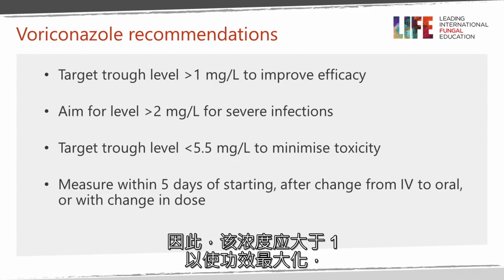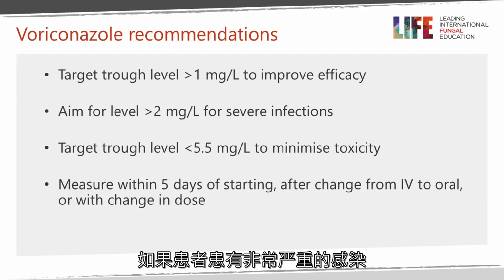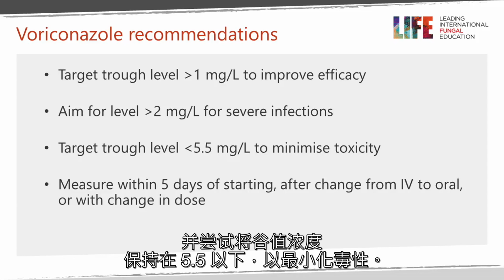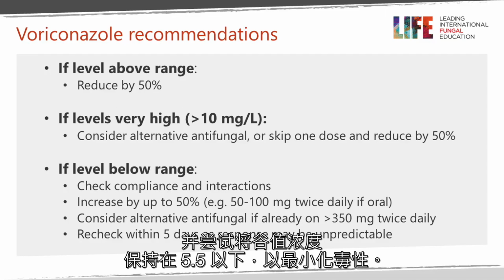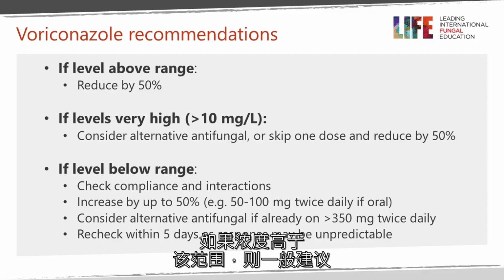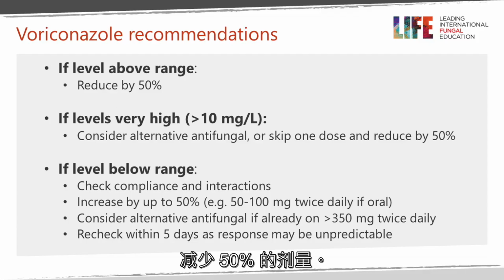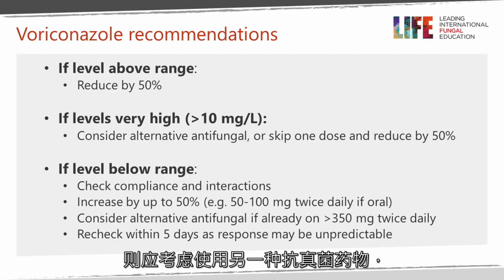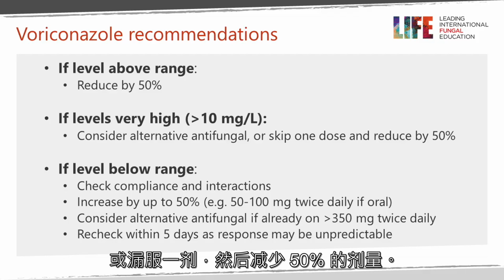So the level should be more than 1 to maximize efficacy, and if patients have very severe infections, particularly CNS infections, then more than 2, and try and keep the trough level less than 5.5 to minimize toxicity. If the level is above the range, then the general recommendation is to reduce the dose by 50%. If the levels are very high, that is more than 10, then consider an alternative antifungal or skip 1 dose and then reduce by 50%.